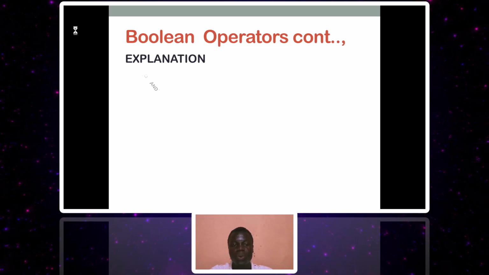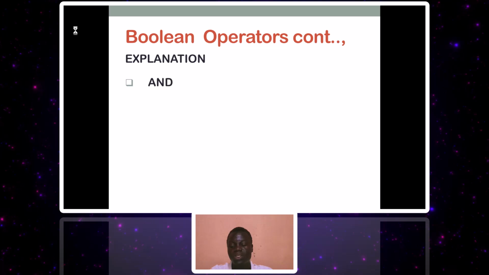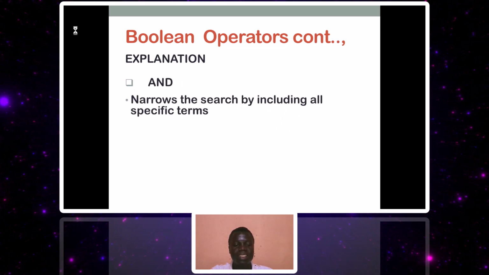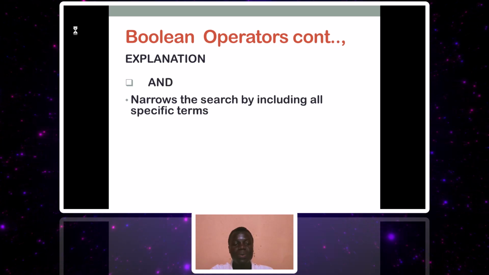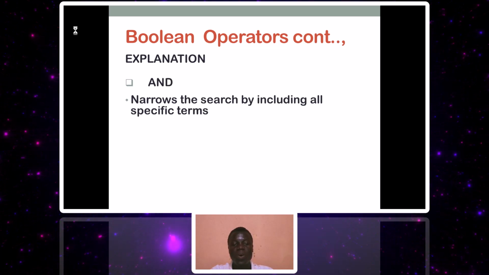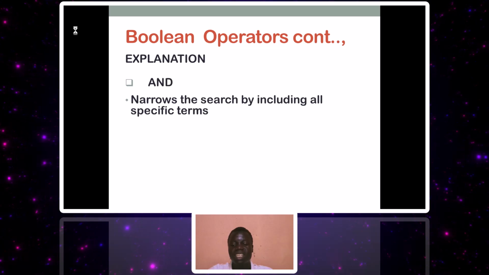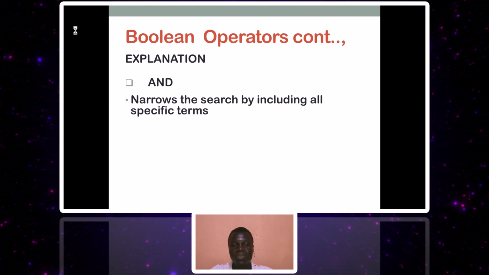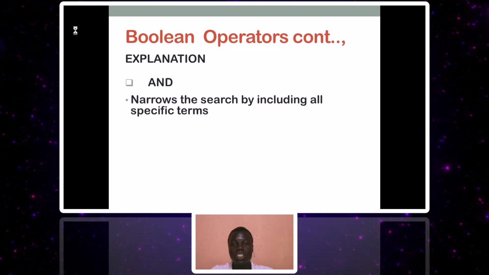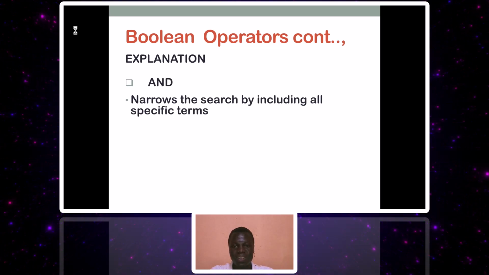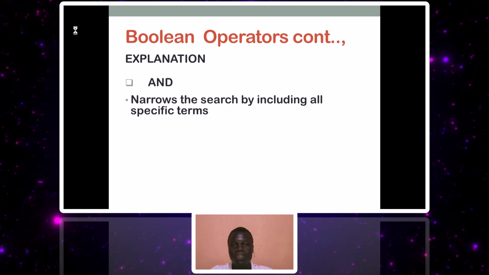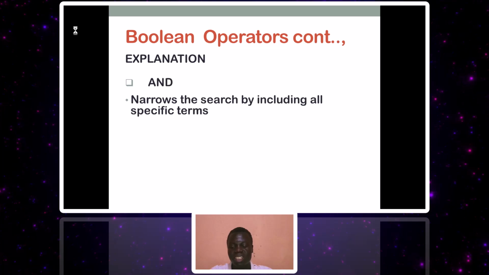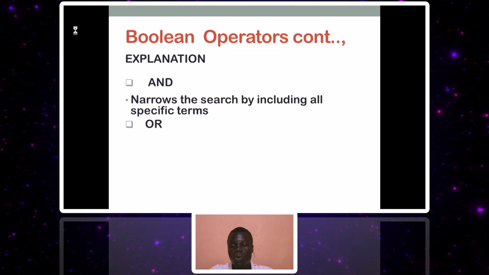And quickly, let us start with the AND. If you're using a Boolean operator like the AND, you are going to narrow your search in such a way that it narrows the search by including all specific terms. It is more directed to all the specific terms that you are looking for. It is not broad, it just narrows the search to what you are looking for, in case you don't want to get irrelevant information about the topic of your research.